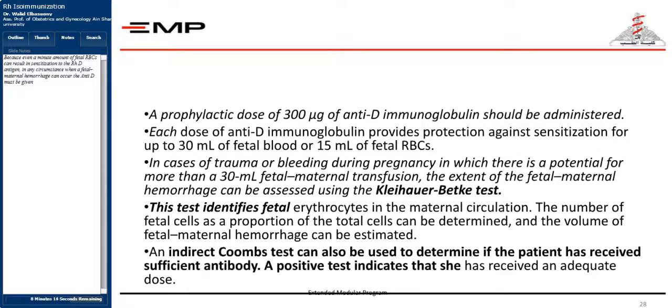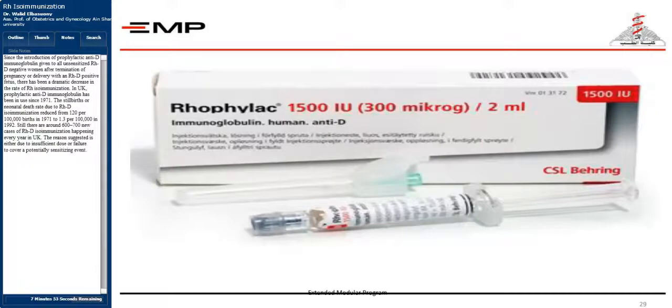An indirect Coombs test can be used to determine if the patient has received sufficient antibody. A positive test is indicative that the patient has received an adequate dose, because even a minute amount of fetal red blood cells can result in sensitization, which is up to 0.1 milliliter, which is very little. In any circumstance when a fetal maternal hemorrhage can occur, the anti-D must be given. This is the anti-D injection.